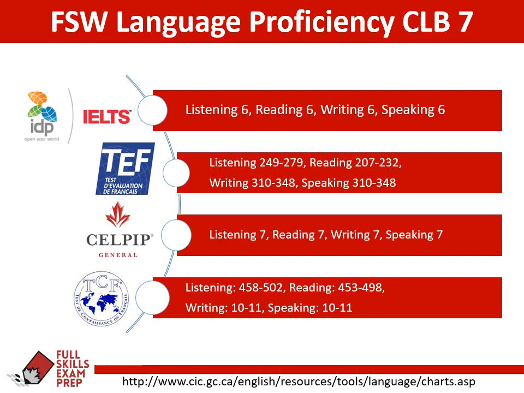And what is a CLB 7? Well, we're looking at IELTS Band 6 in everything. We're looking at a CELPIP score of 7 in everything. We're looking at a 310 to 348 in speaking and writing in the TEF. We are looking at a 249 to 279 in listening in the TEF. And TEF's reading score that correlates with the CLB 7 is 207 to 232. For le TCF, we are looking at a writing score and speaking score of 10 to 11. We're looking at a listening score of 458 to 502 and a reading score of 453 to 498.